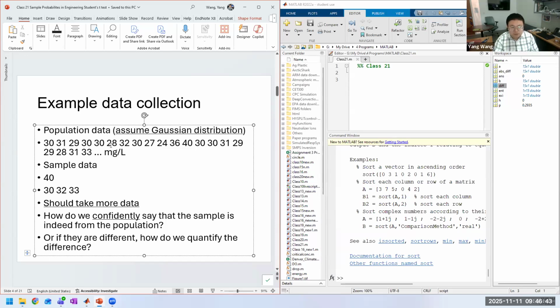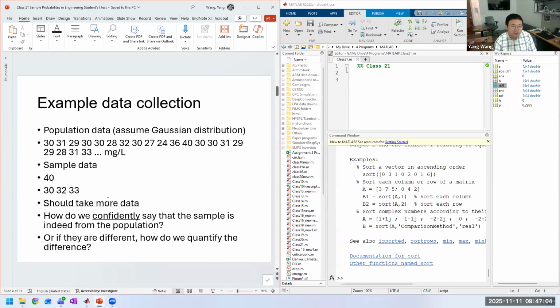This is the population data, which is basically all the possibilities of the BOD concentration at this discharge point. And as we said, we assume that it's a Gaussian distribution. So if you plot the histogram of all of these concentrations, you're going to see this bell shape, or this bell curve, of the concentrations.